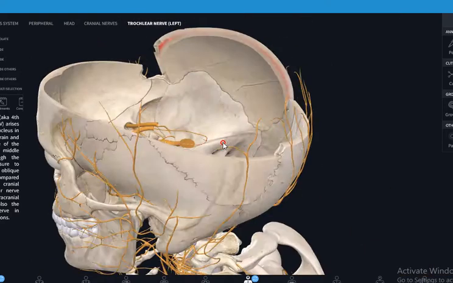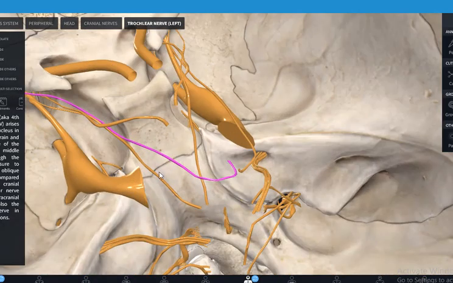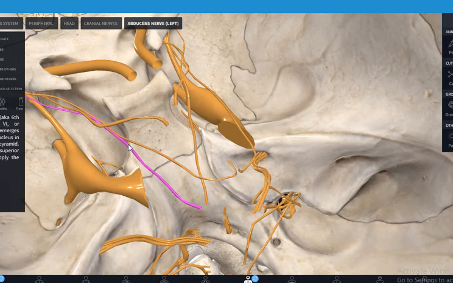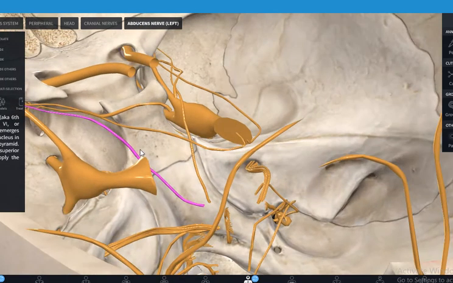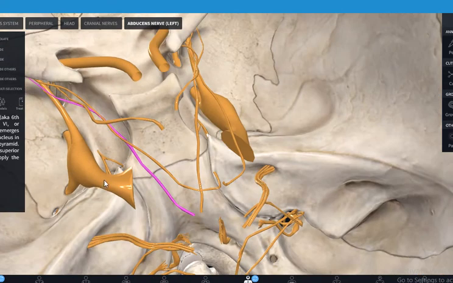So let's visualize again inside the skull. So here is the trochlear nerve. After the trochlear nerve, you have the abducens nerve, which is again lower. So this is the abducens nerve, which is cranial nerve 6. Before the abducens nerve, you have the trigeminal nerve here. This is the trigeminal nerve.